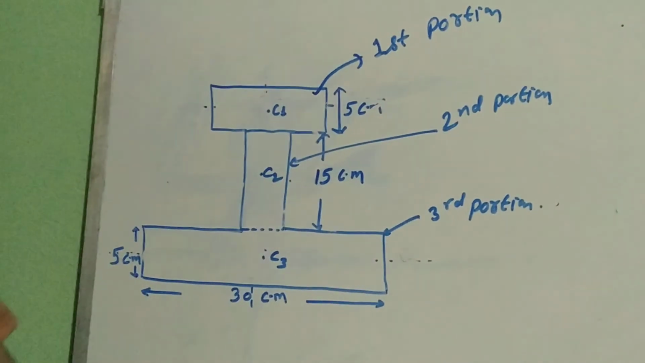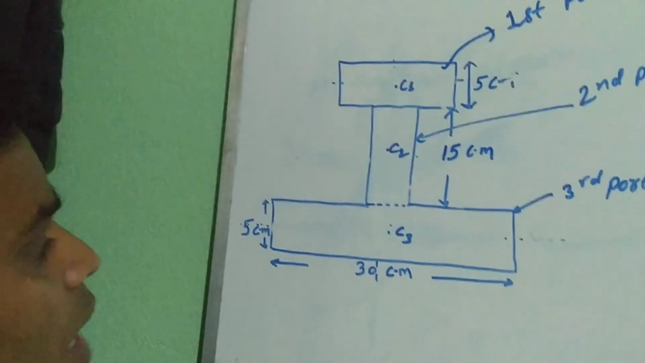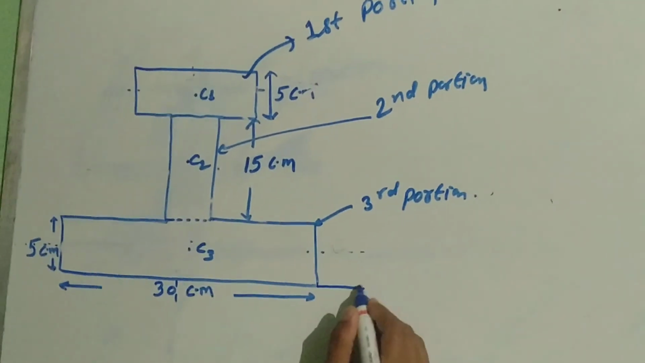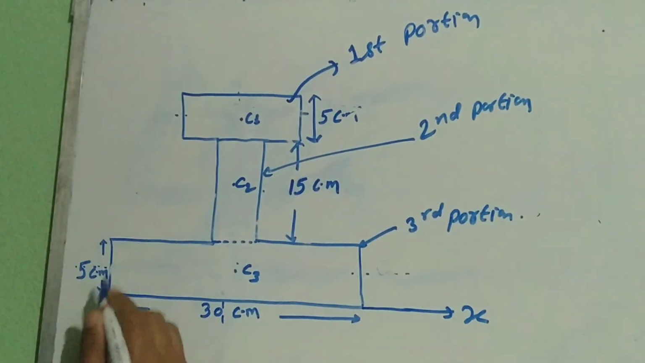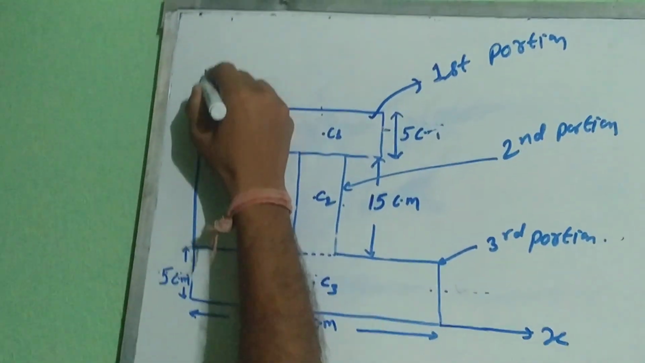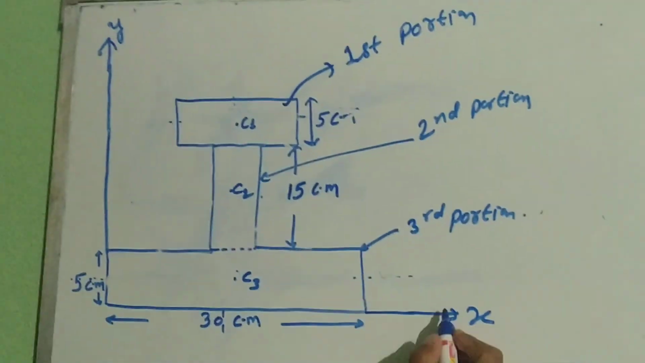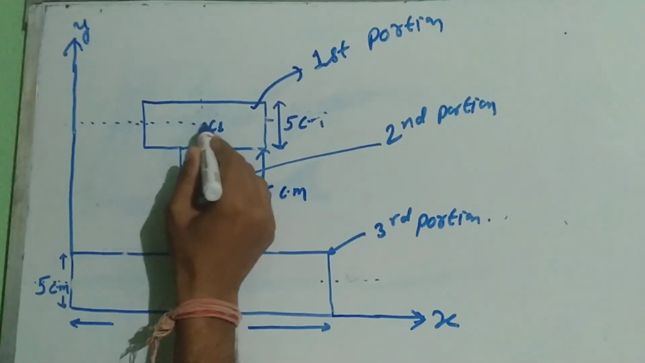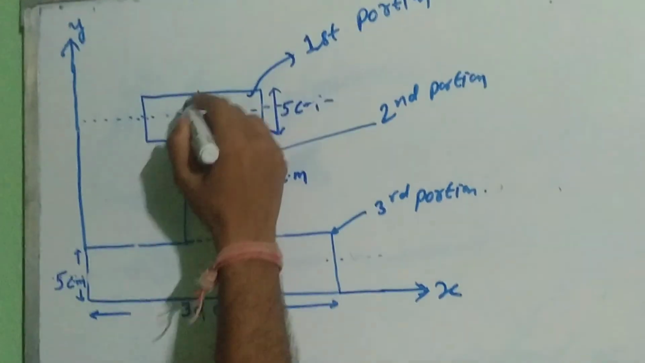Okay. In order to find the centroid of the unequal I section, I will have to take x and y axes. The extreme bottom can be taken as the x axis, and the extreme left side taken as the y axis. This is the y axis and this is the x axis. Now we have to draw horizontal and vertical lines passing through C1, C2 and C3.